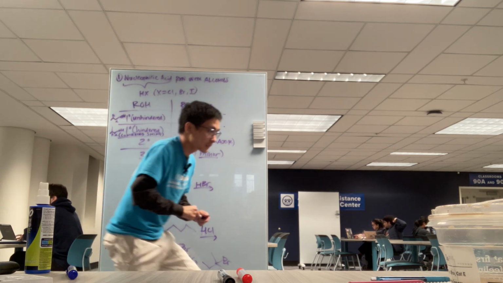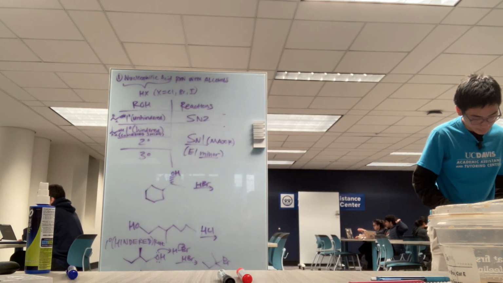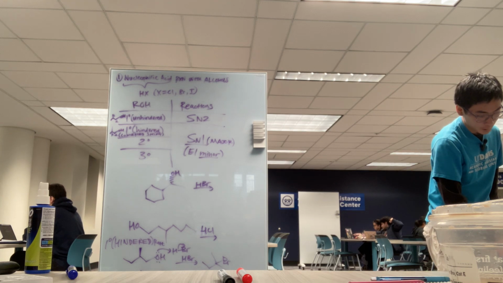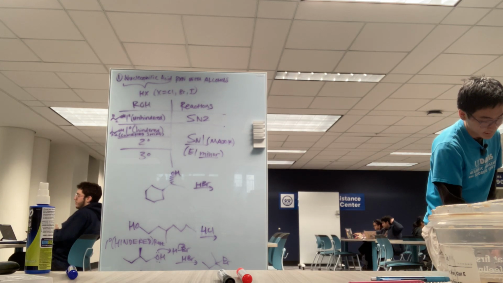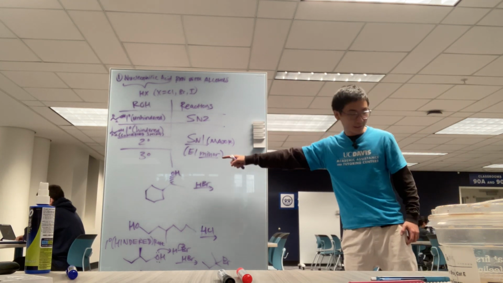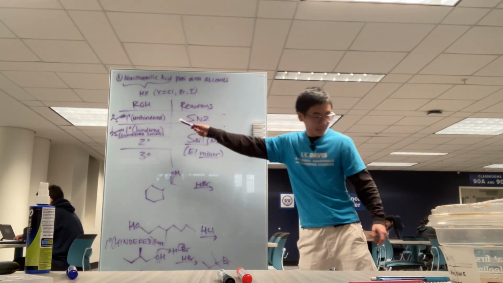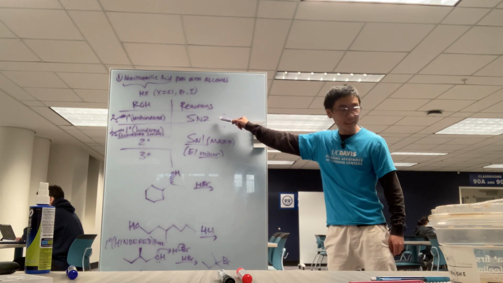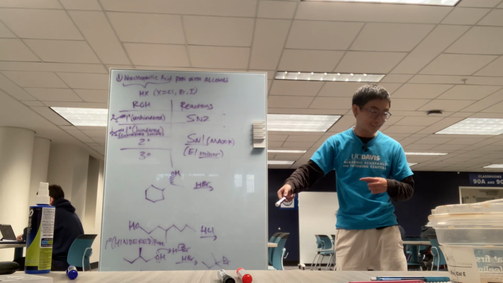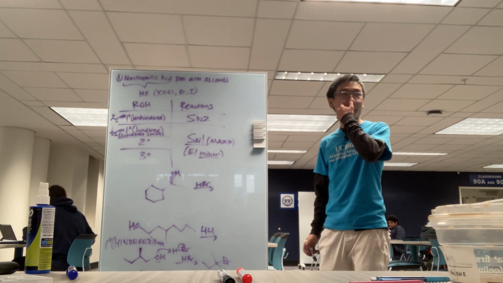If this leaves, wouldn't that also be primary? That would also be a primary carbocation, right? But before you do this reaction, look at what reaction it would do. What kind of alcohol is this here? Primary unhindered with HCl, SN2. So the leaving group would not leave by itself for SN2, right?